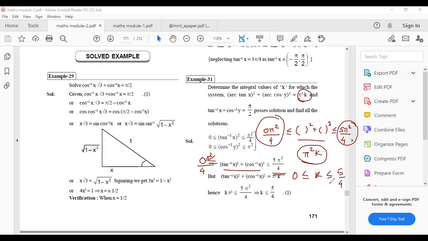Please tell me. If I just eliminate π² from all the three terms, does that mean 0 ≤ k ≤ 5/4? So k should be less than or equal to 5/4. So determine the integral values of k. Which are the possible integral values of k? 5 upon 4 will be 1.25. So what is the possible integral value of k?